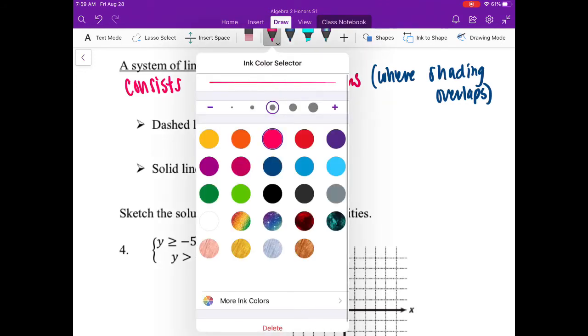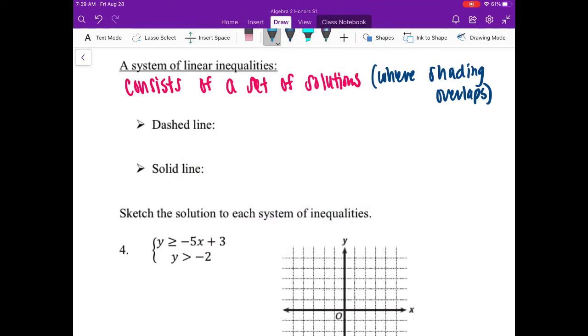A couple things we need to know when we're working with these kind of problems is when to use a dashed line and when to use a solid line. So a dashed line is if you just have less than or greater than. A solid line is when you have the equal to.